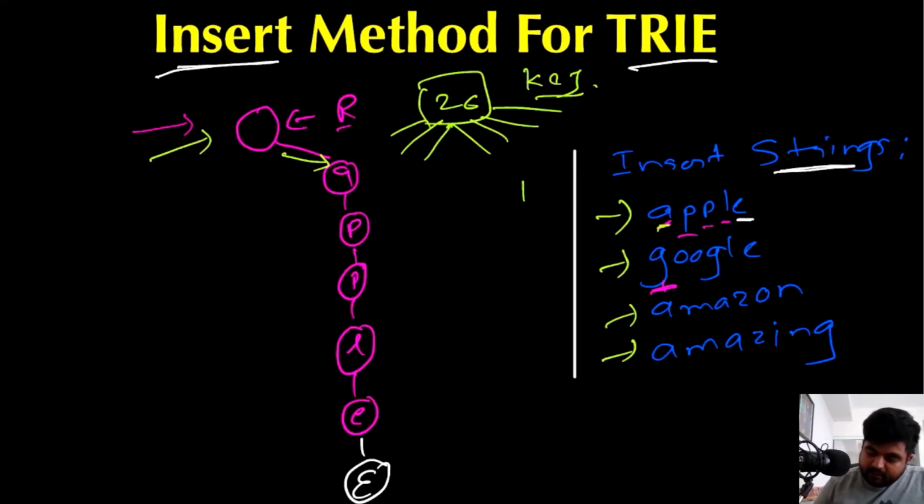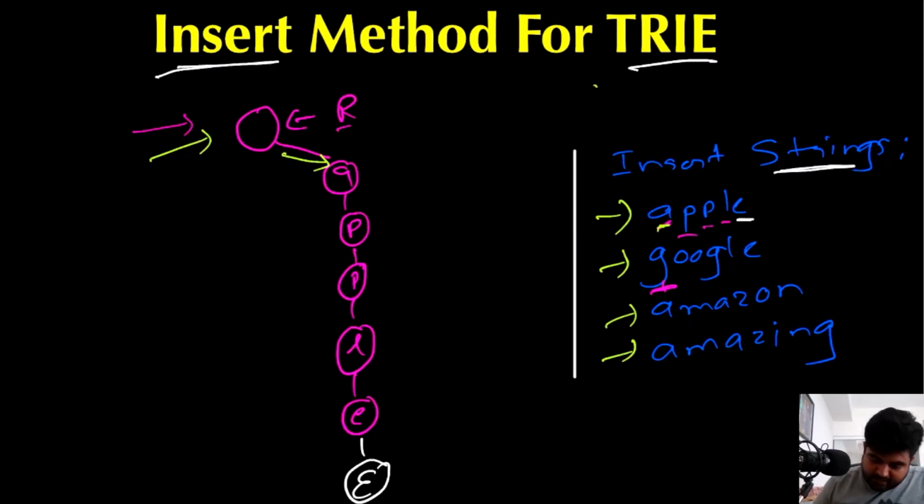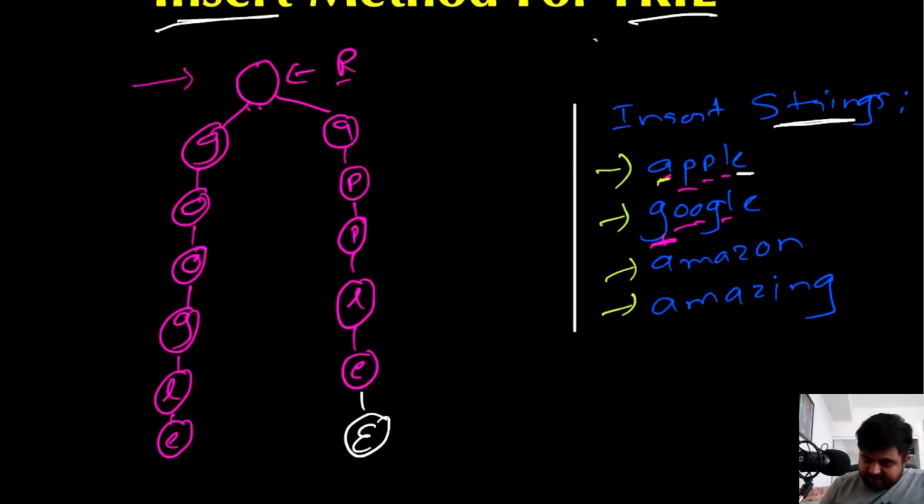Now let's move back to adding the word Google to our trie. For the word Google, we do not have any child that starts with G. So we are going to create a new node, or a new branch, where the first character is G, and then we will add all the remaining characters. As previously mentioned, at the end of the word we are going to create an end node.